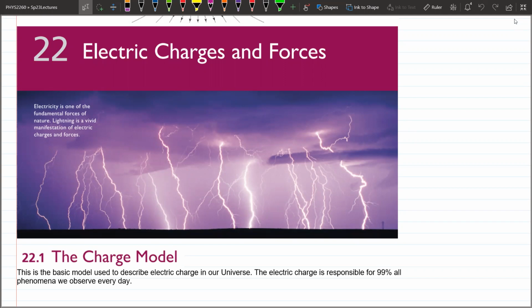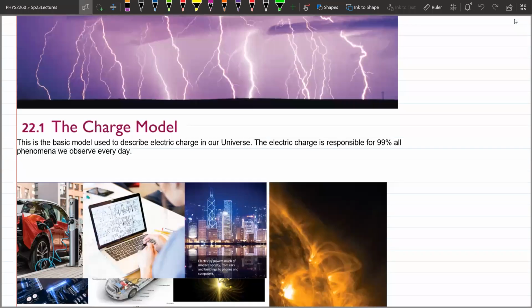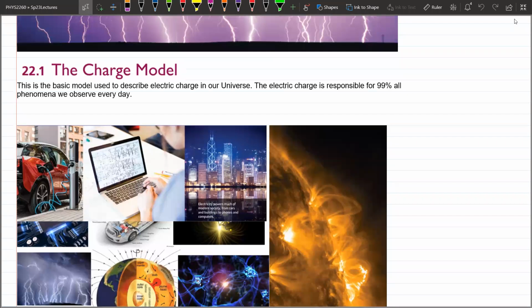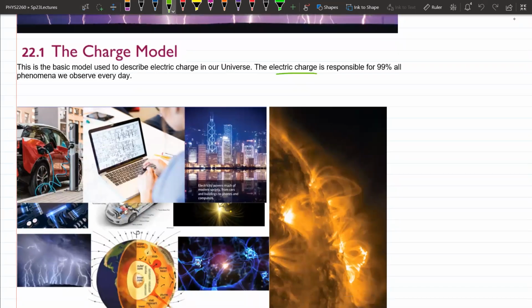Okay, and so the charge model is going to be fundamental to everything that we're going to be studying in this entire class, actually, where the electric charge is responsible for like 99% of all the phenomena we experience every day. The thing that it usually doesn't include is gravity, which is a different force. And you guys in general physics have studied a little bit about gravity, but that's a slightly different bag of forces that you have to deal with.